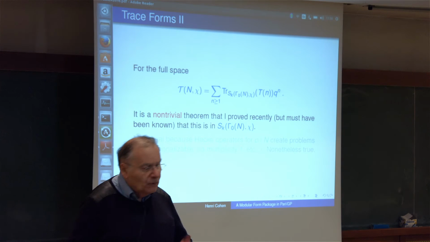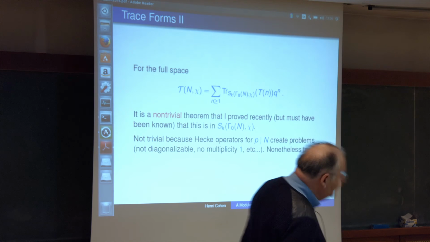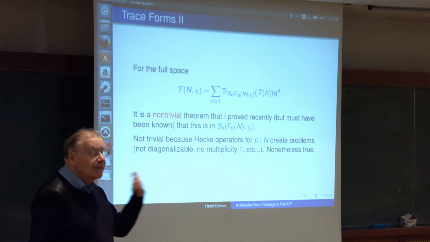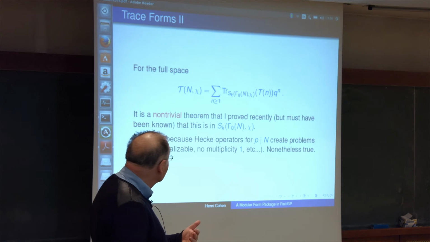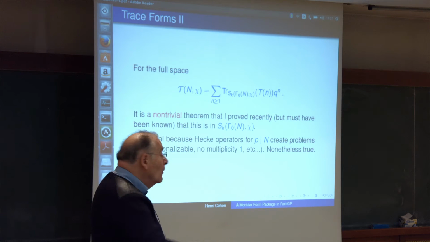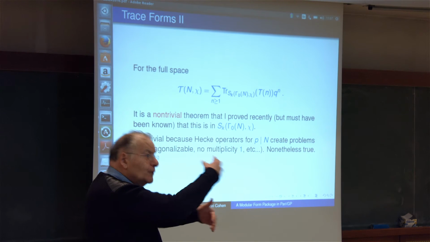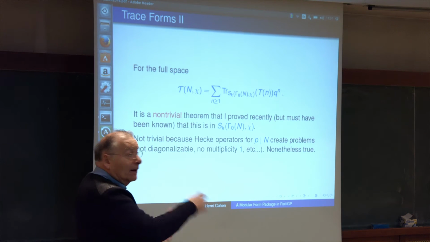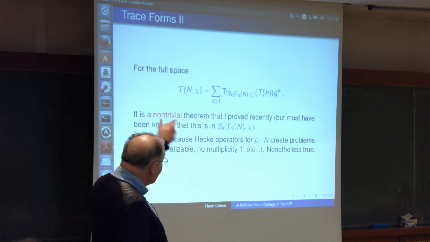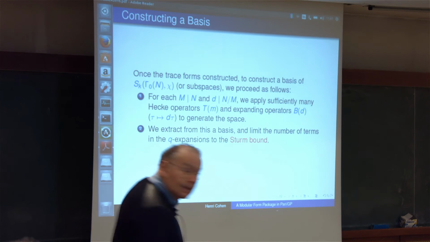So as I say here, this is not trivial because the Hecke operators create problems. So you have several methods now to compute modular form spaces. You can either start from this trace form and build the space from it, or you can start with the new trace form, construct the new space, and then the old spaces from it. Okay, you have several methods, but it's quite remarkable that you can do it directly without going through what's called the new space.